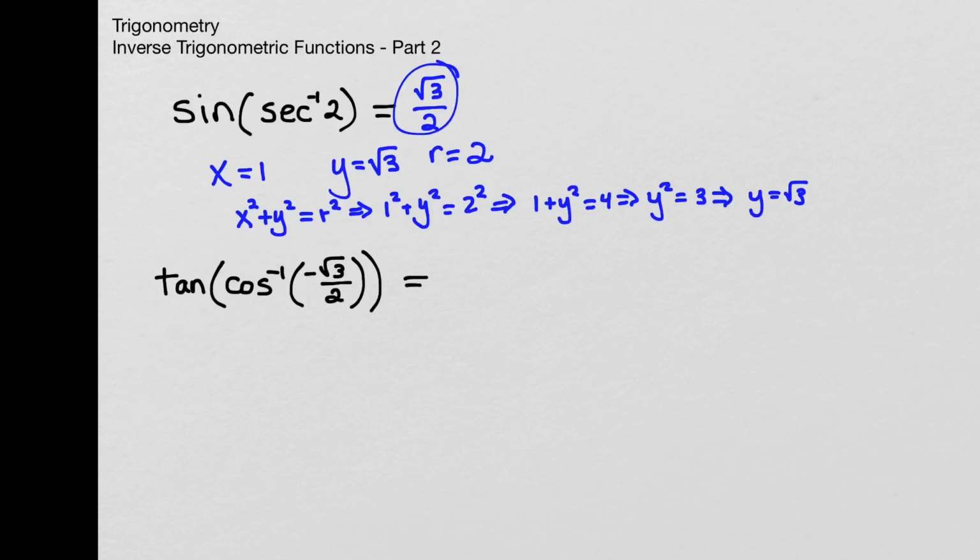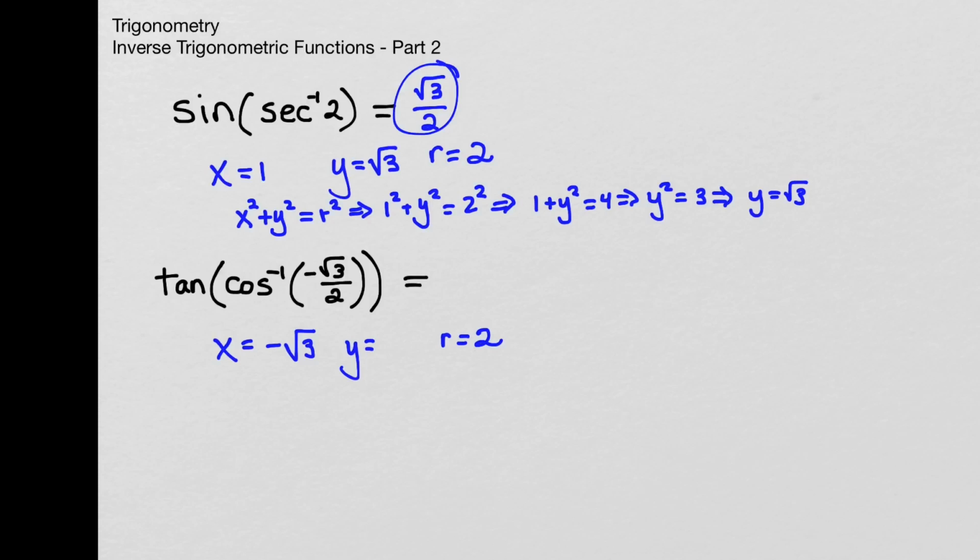So in this case, I have the tangent of the cosine inverse of negative square root of 3 over 2. And I know that when we're working with the cosine inverse, we have to be talking about quadrant 1 for positives and quadrant 2 for negatives. So we're working within quadrant 2. And in quadrant 2, the x value is negative and the y value is positive. So I have x is negative square root of 3. Y, I don't know yet because we're working with cosine, and r is 2.